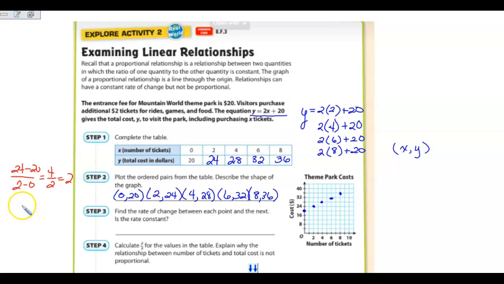Okay. Let's pick another set. Let's do 4 and 8. So let's go 8 minus 4, those are my x values, and 36 minus 28. This is 4, this is 8. 8 divided by 4 is 2, so it's still constant rate of 2. I can pick any set and it's all going to come out. So my constant rate, so yes, the rate of change is 2.